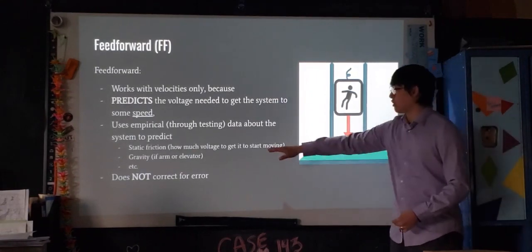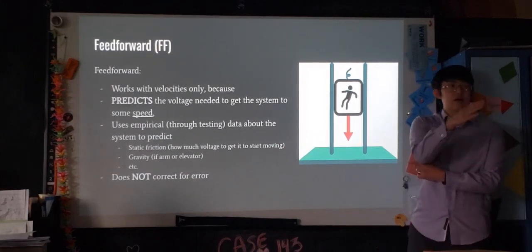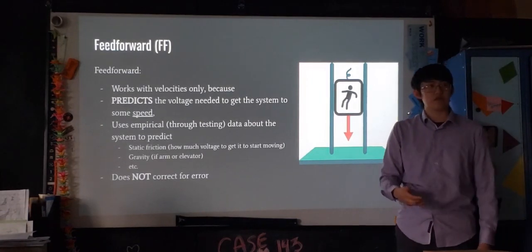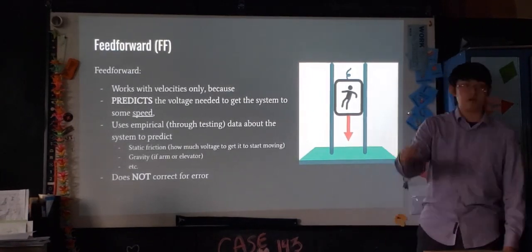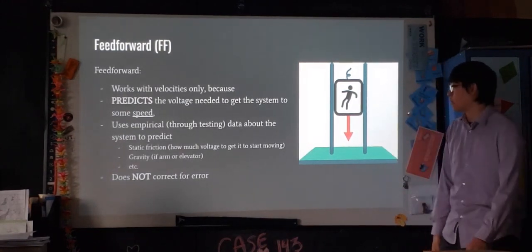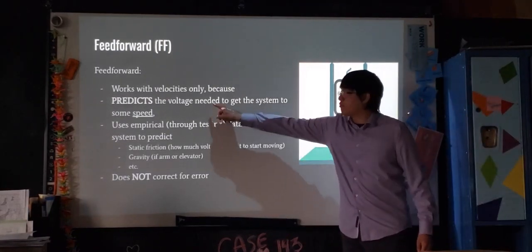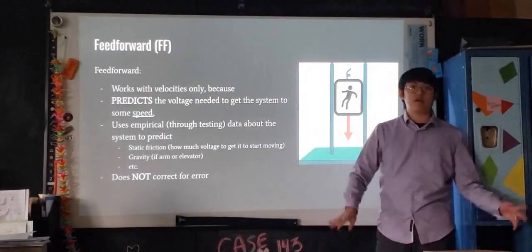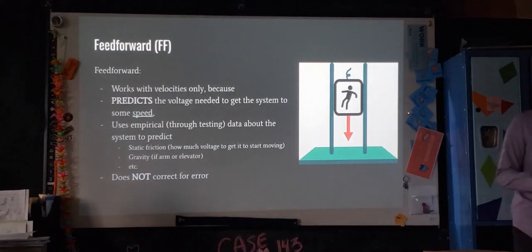Another example is gravity. Gravity plays a big part in an arm, where the force differs, the voltage differs based on what angle your arm is at. Or an elevator, the higher your elevator, the more force you need to keep it up to compensate for gravity. And again, feed forward is a prediction algorithm, but feed forward's job is not to correct for error. That is feedback's job, and that's the next slide. Does anyone have any questions about feed forward?